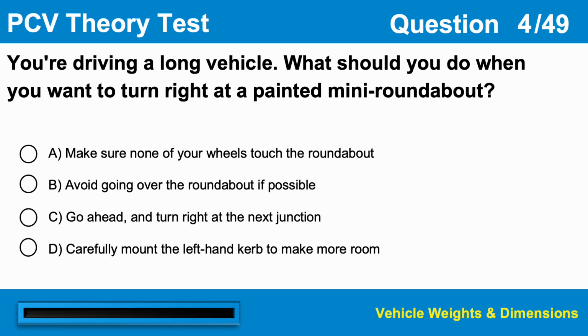Question 4. You're driving a long vehicle. What should you do when you want to turn right at a painted mini roundabout? A. Make sure none of your wheels touch the roundabout. B. Avoid going over the roundabout if possible. C. Go ahead and turn right at the next junction. D. Carefully mount the left-hand curb to make more room.